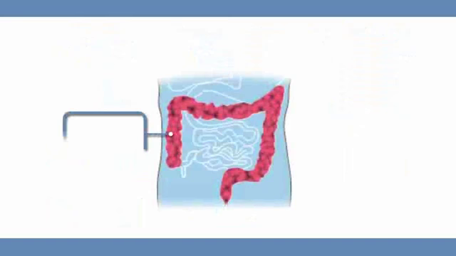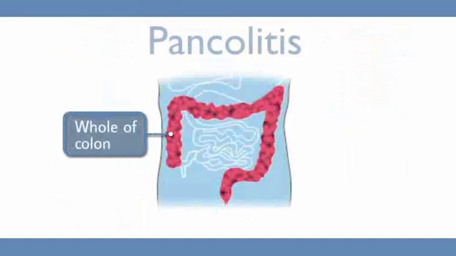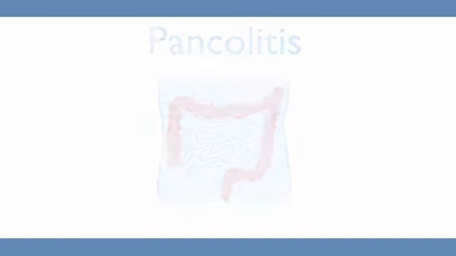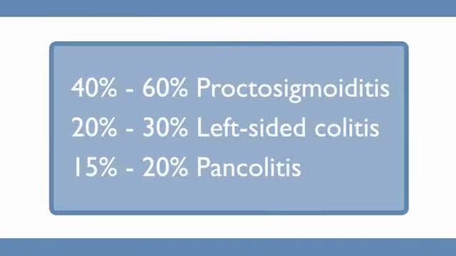If the whole of the colon is affected, this is called pancolitis. This involves the entire colon, extending from the rectum to the start of the small intestine. About 40 to 60% of patients suffer from proctosigmoiditis, 20 to 30% from left-sided colitis, and 15 to 20% from pancolitis.